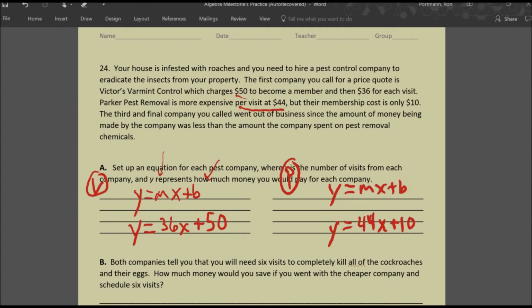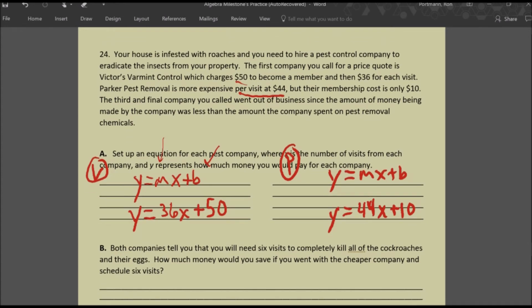Because that's where you begin. That's how much money you began paying him. You started off with $10. Now, both companies tell you that you will need at least 6 visits to completely kill all of the cockroaches and their eggs. How much money would you save if you went with a cheaper company and scheduled 6 visits?